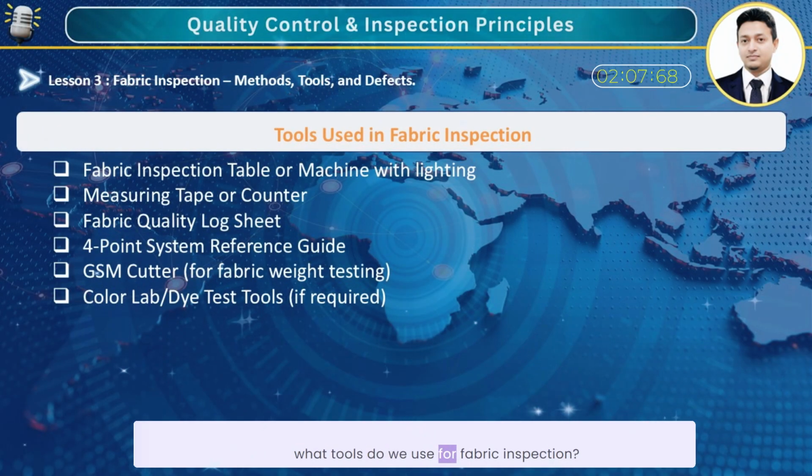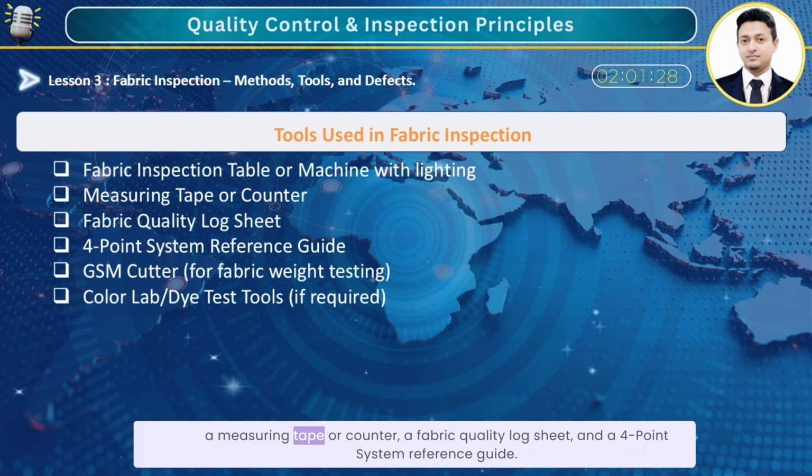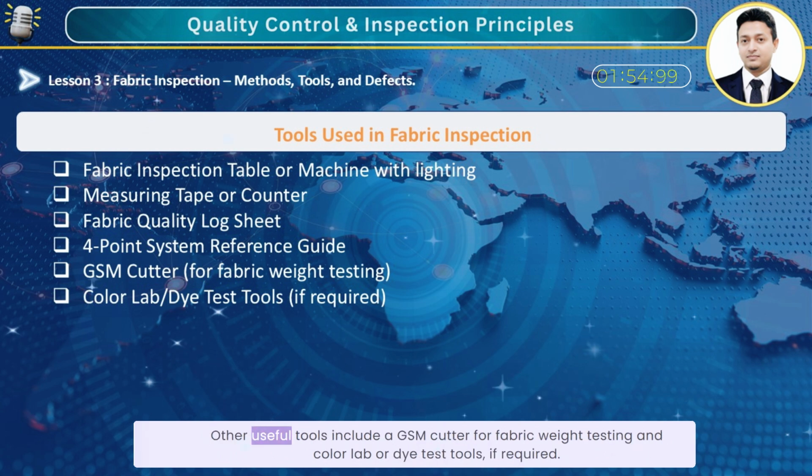What tools do we use for fabric inspection? We need a fabric inspection table or machine with proper lighting, a measuring tape or counter, a fabric quality log sheet, and a 4-point system reference guide. Other useful tools include a GSM cutter for fabric weight testing and color lab or dye test tools, if required.